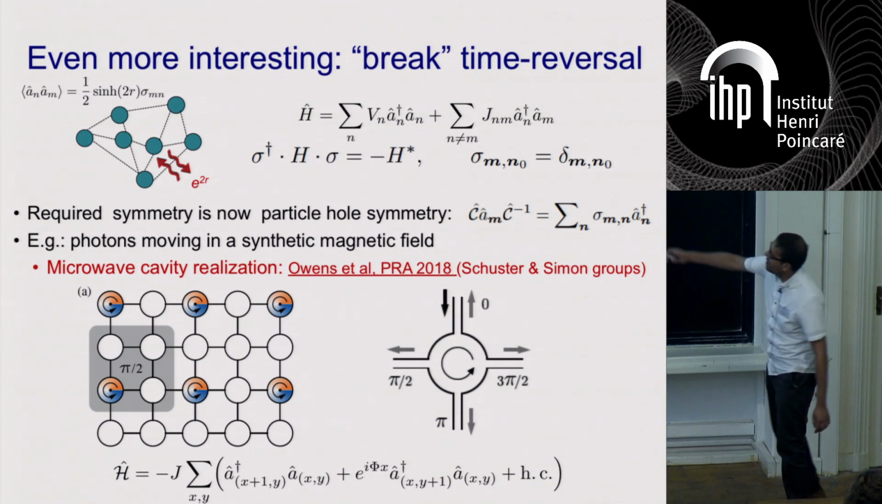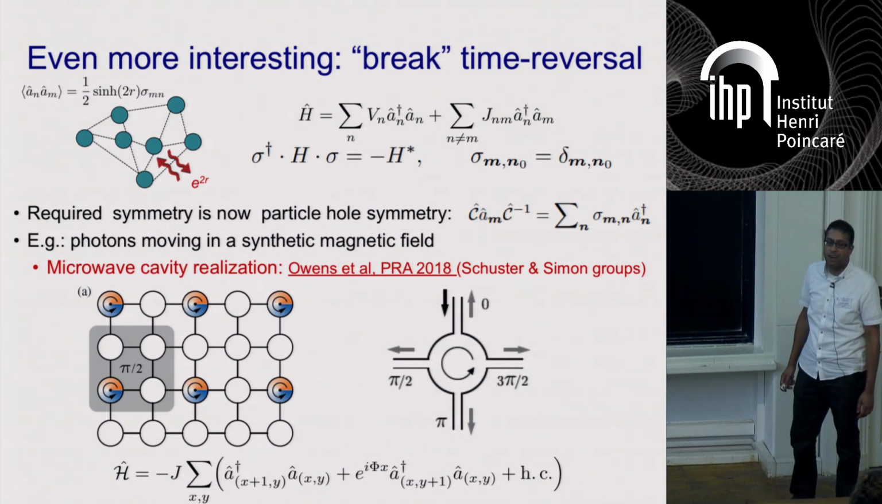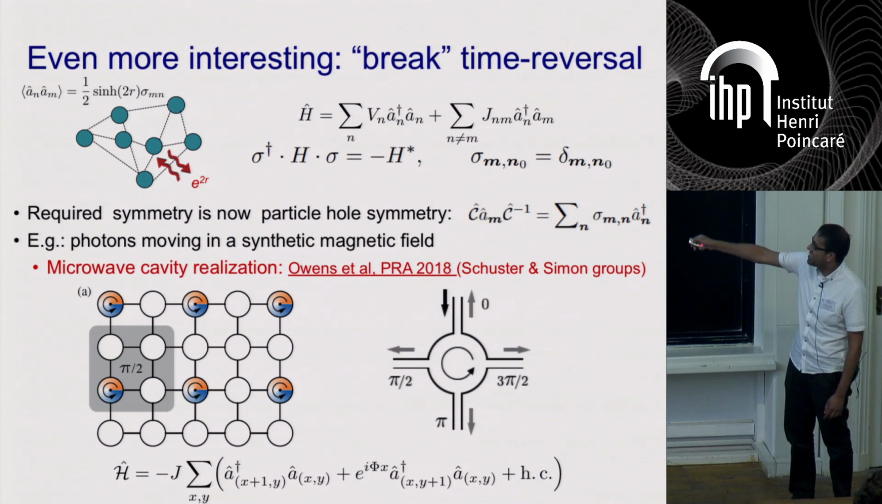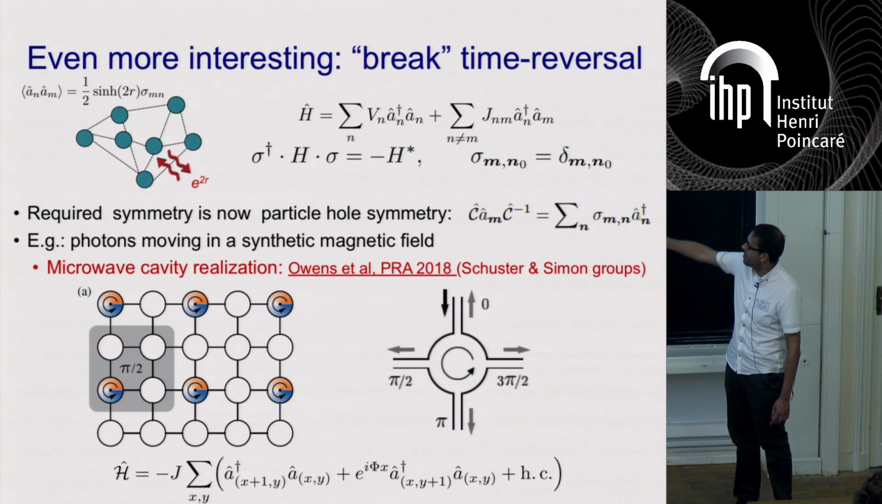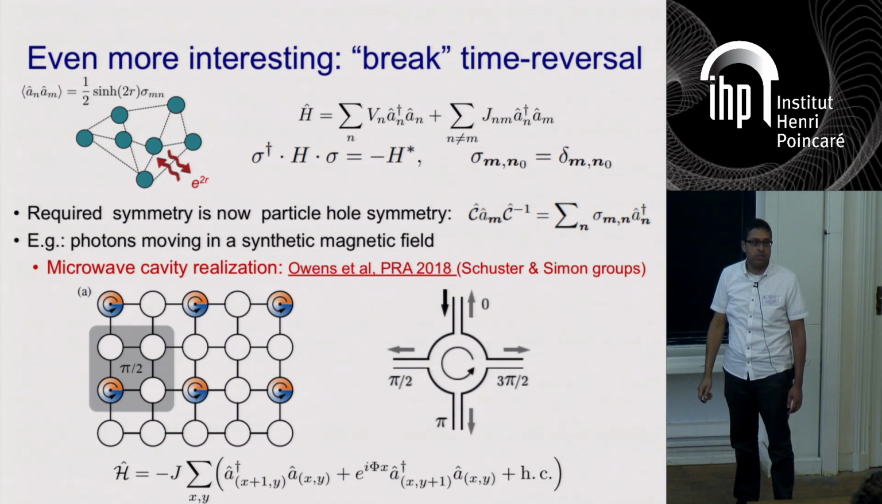So what does that look like at the level of our Hamiltonian? Again, I just have nearest neighbor hopping on a square lattice, but now there's some phases here. There's a phase associated with hopping in the vertical direction, and that phase factor depends on position.